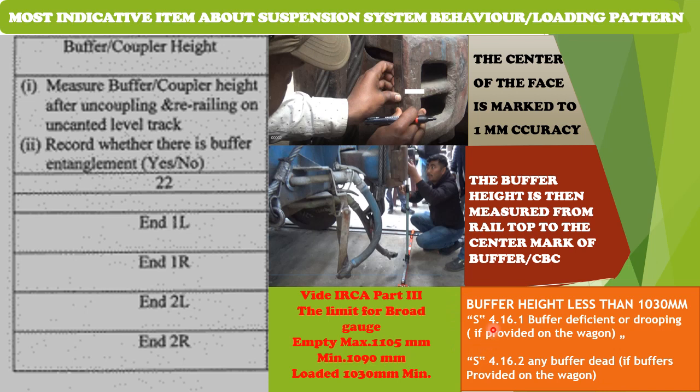So this S means sick. So these wagons normally are not to be allowed in train composition. So please ensure that we take this reading nearest to 1 mm accuracy by first marking the center and then taking the height from the rail level.